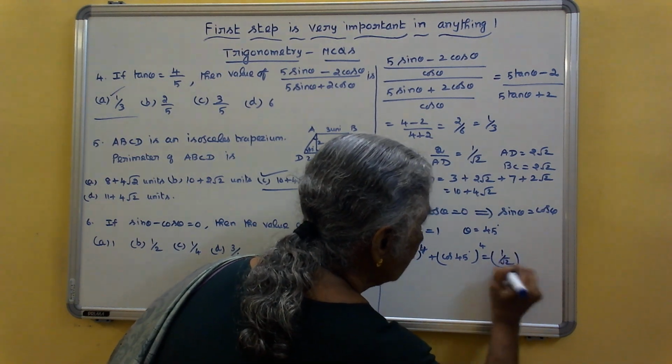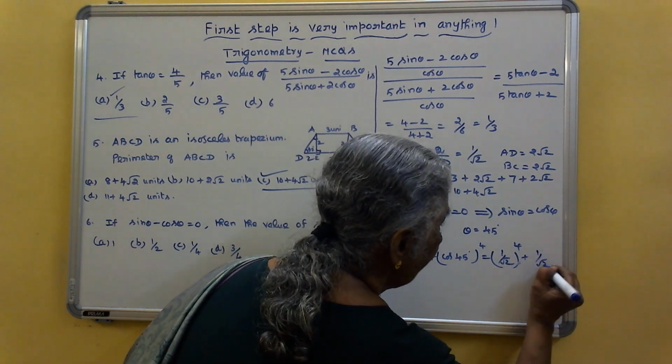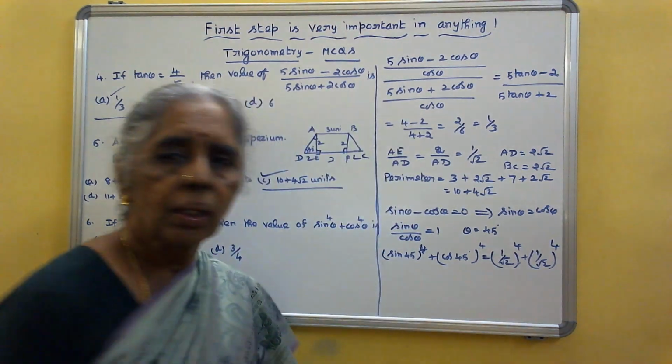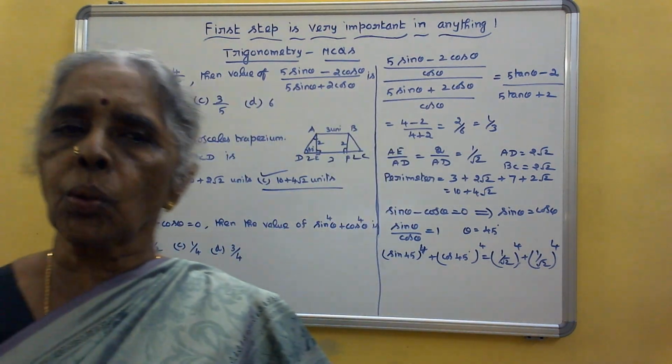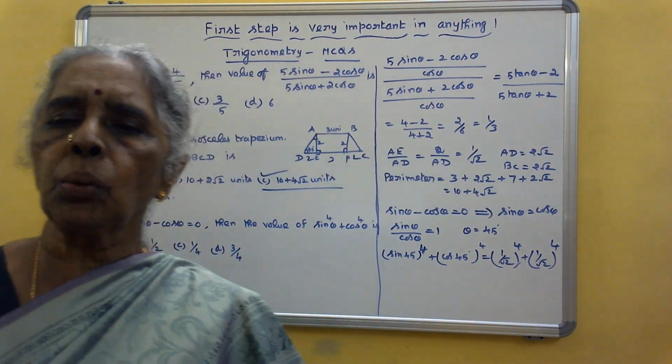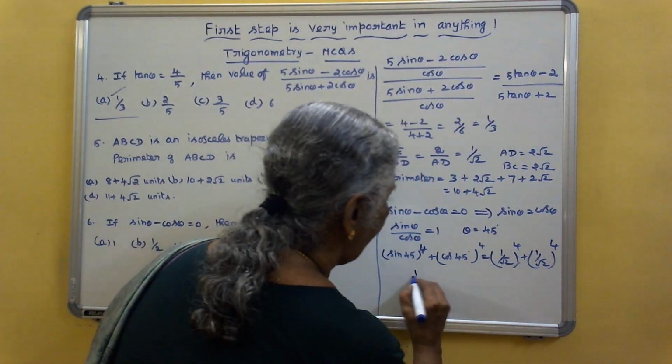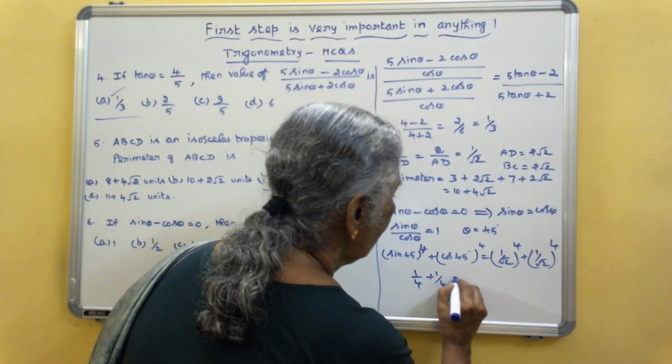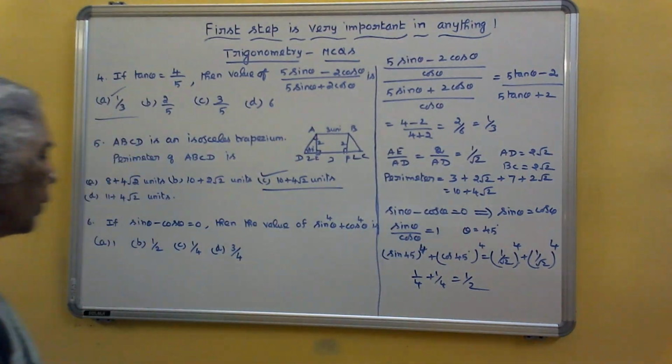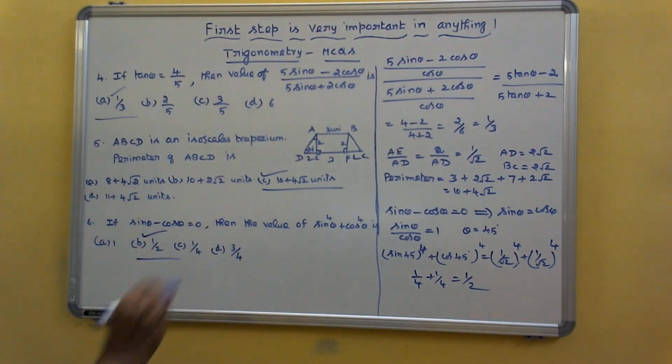So (1/√2)^4 plus (1/√2)^4. What will you get? (1/√2) squared is 1/2. So (1/√2) to the power 4 will be 1/4, plus 1/4, which is equal to 1/2. So the option is B here.